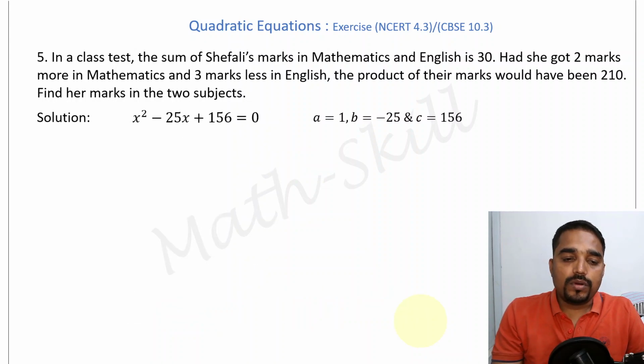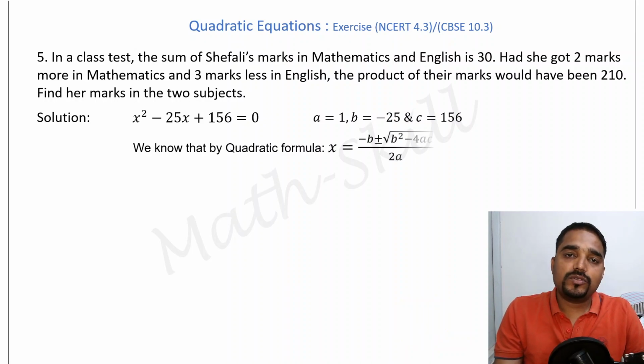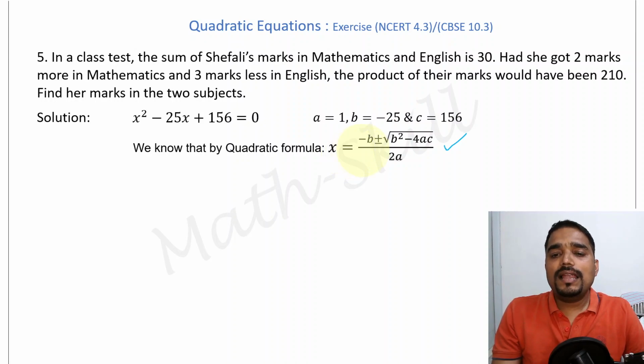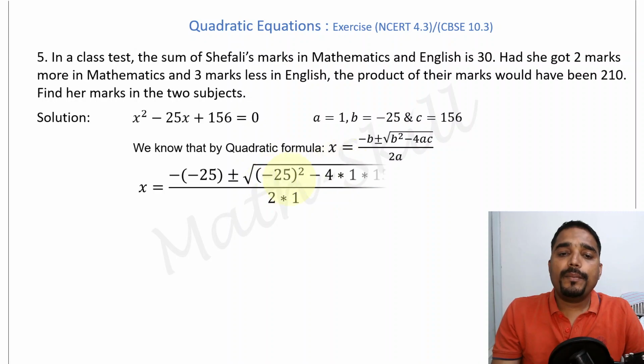Now let us find out the value of x using the quadratic formula. We know that the quadratic formula, x is equal to minus b plus or minus square root of b square minus 4ac, whole divided by 2a. Here, in order to simplify and find the value of x, let us substitute in the RHS a is equal to 1, b is equal to minus 25, and c is equal to 156. So on simplification, we see that x is equal to minus of minus 25 plus or minus square root of minus 25 whole square minus 4 into a is 1, c is 156, and whole divided by 2a, a is equal to 1, therefore 2 into 1.